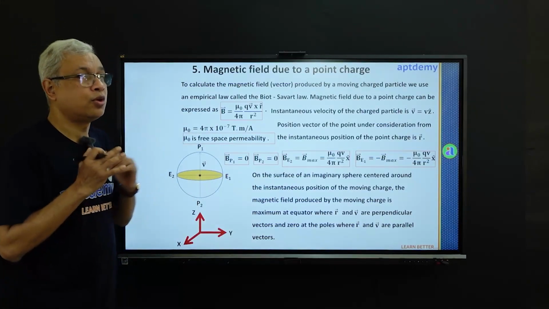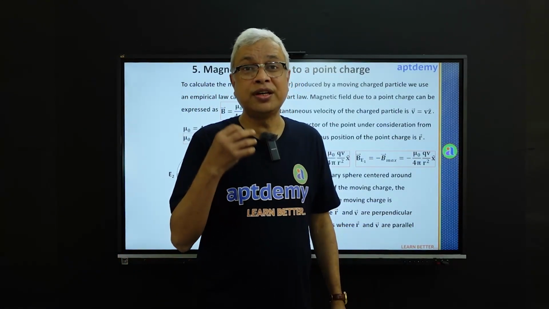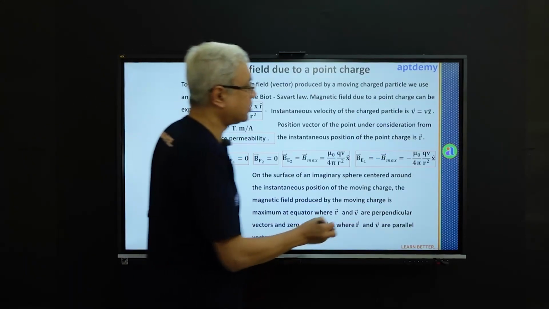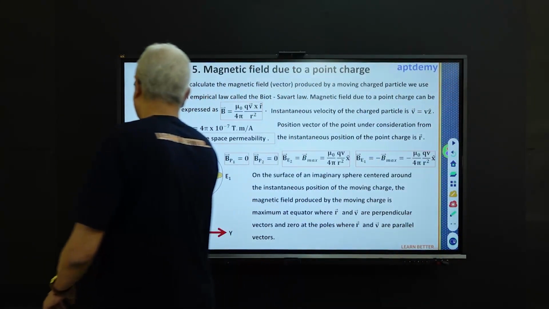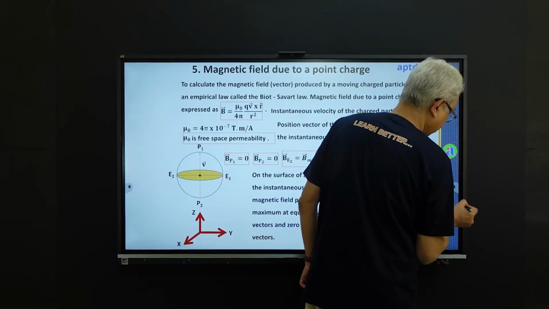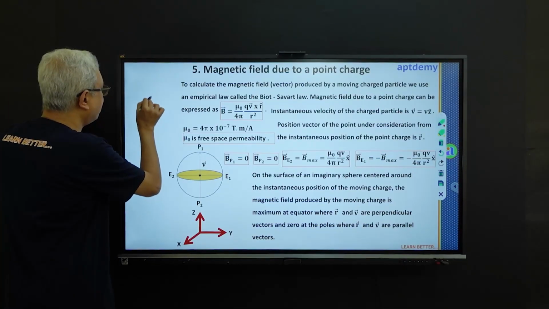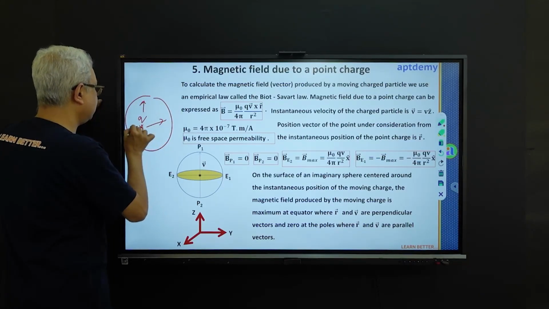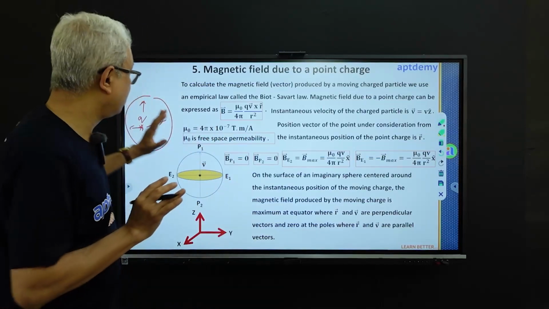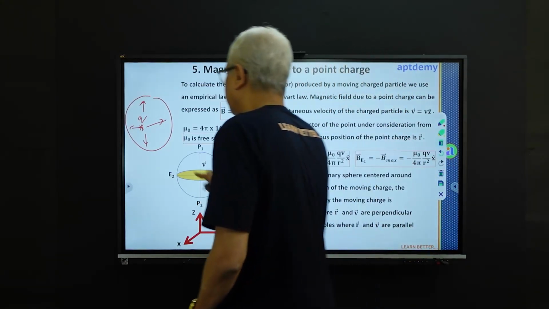Moving charges, it was discovered, it was found out experimentally, produce a magnetic field in the surrounding region. That means if you keep a charge Q somewhere, we all know that if it is static, it produces an electric field in the region surrounding the charge, and the field extends up to infinity as per Coulomb's law. But if the charge starts moving, then what happens?